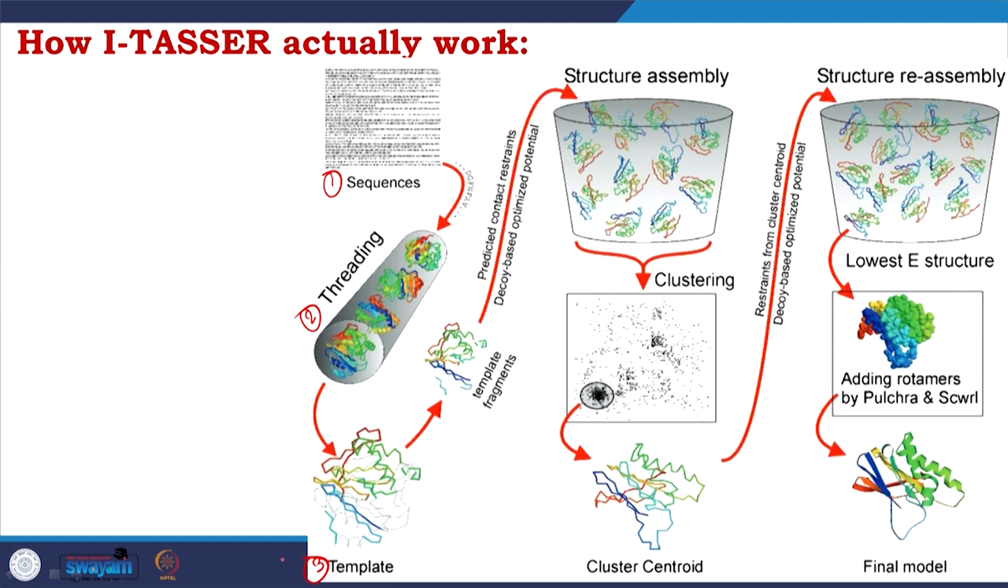Now, what is there in the template? If I approximate, the template has alpha helices connected by a loop, like the possibilities I am talking about, like this.